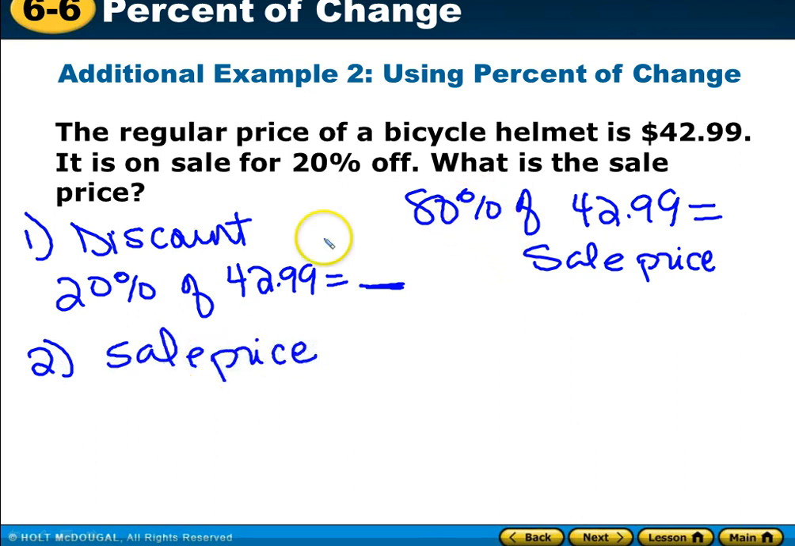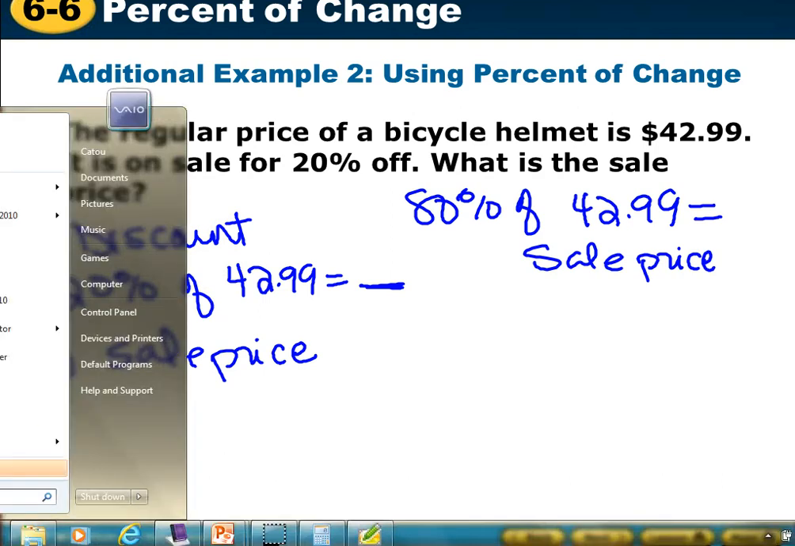Alright, so two ways we can do it in one shot. Since they want to know the sale price, which is the final price after they take out those 20%. So after they take out 20% of 42, I'll be left with 80%. So I can go ahead and do it this way, or do it the traditional way, which is by first finding the discount. Alright, let's bring up our calculators to calculate.